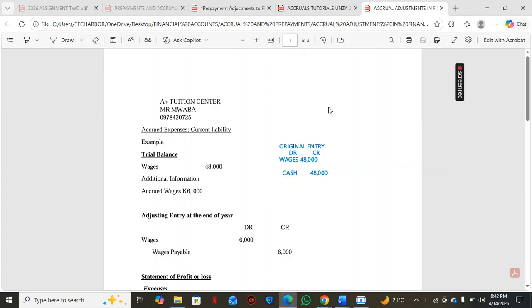So accrued expenses are current liabilities, because they represent expenses which you haven't paid for, but you need to pay for. So they'll be building up. If you remember the accruals concept, this is where it comes in: record expenses and income even though money hasn't been paid. That is the accruals concept.